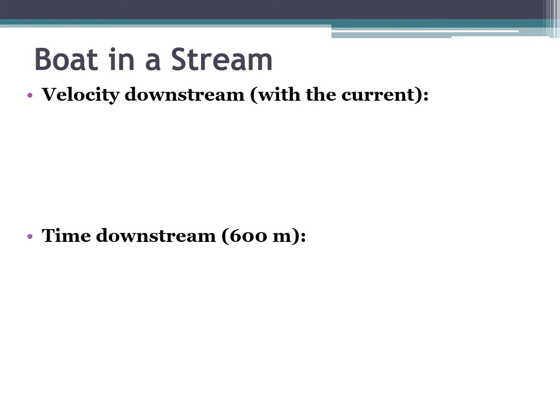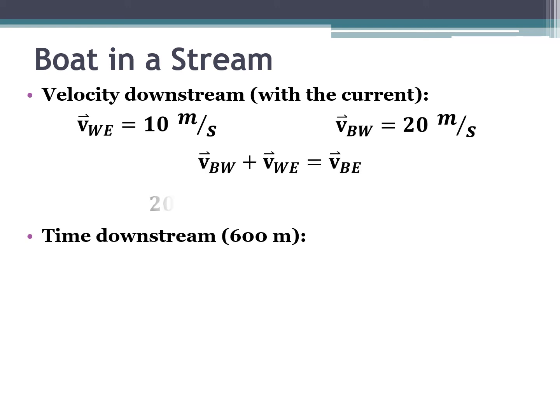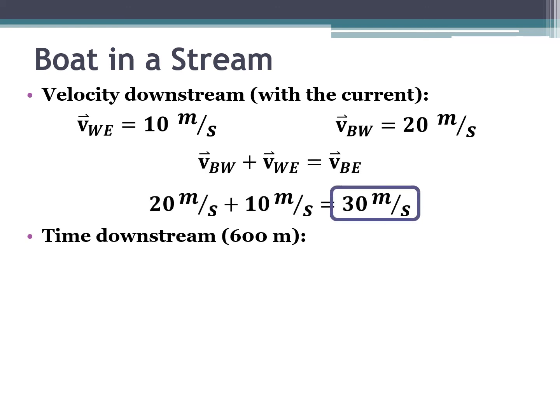On this next one, let's suppose we go downstream. Now downstream means that the boat is now going with the current. So we have the water relative to the earth, again, is 10 meters per second. This time we have 20 meters per second. It's going to be positive because they're going in the same direction. So then when we add them together, we get a total of 30 meters per second.